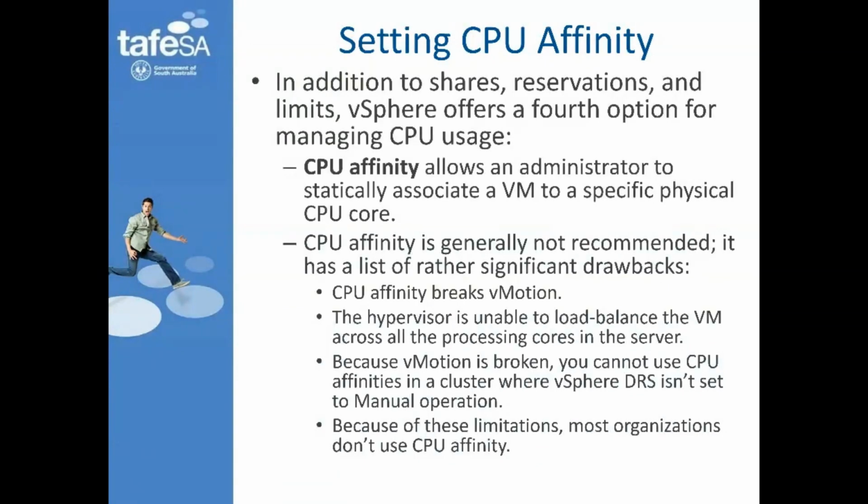So there are some benefits. It's got a dedicated CPU or CPU core. But the limitation is that you can't move the virtual machine. Because if that virtual machine is configured to work with this CPU, you can't move it because it's not going to work with any other CPU, right? So it breaks vMotion. The hypervisor is unable to load balance the VM across the processing cores on the server. So what does that mean? If I've got 4 CPUs and there's 4 virtual machines each having affinity to a different CPU, let's say Alexi is a virtual machine and he's got affinity to this CPU.